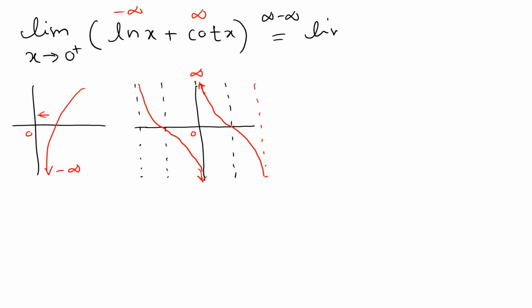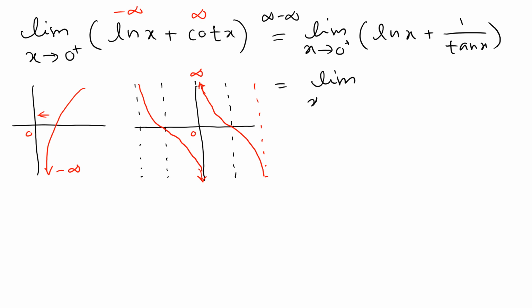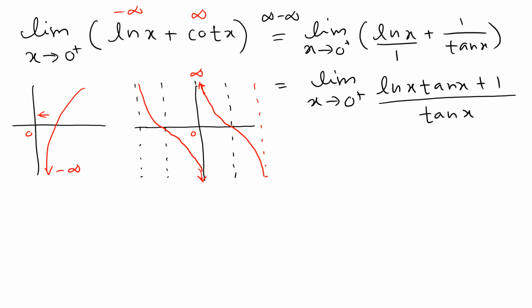So it's the limit as x goes to 0 plus. We can write this as ln x plus 1 over tan x, since cotan is 1 over tan. Now again we use the three-arrow argument. This is going to be ln x tan x plus 1, divided by tan x. You can write ln x over 1 for the first term, that's very clear, and then tan x. Okay, that's what you get.